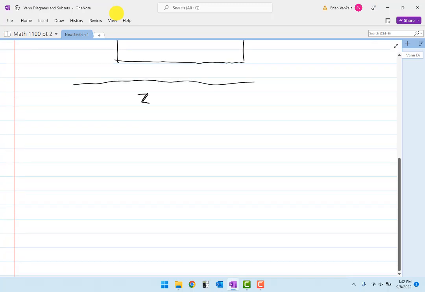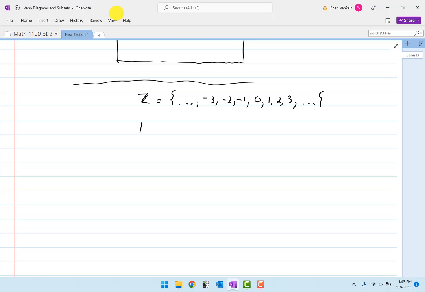Now next, consider these integers. They look like this: dot, dot, dot, -3, -2, -1, 0, 1, 2, 3, and it went on forever in both directions. So it contained all of the positive and negative natural numbers with the addition of 0. Here, let me put the natural numbers up again. They simply start at 1 and go on forever. And we can see that the natural numbers are a subset of the integers as well.